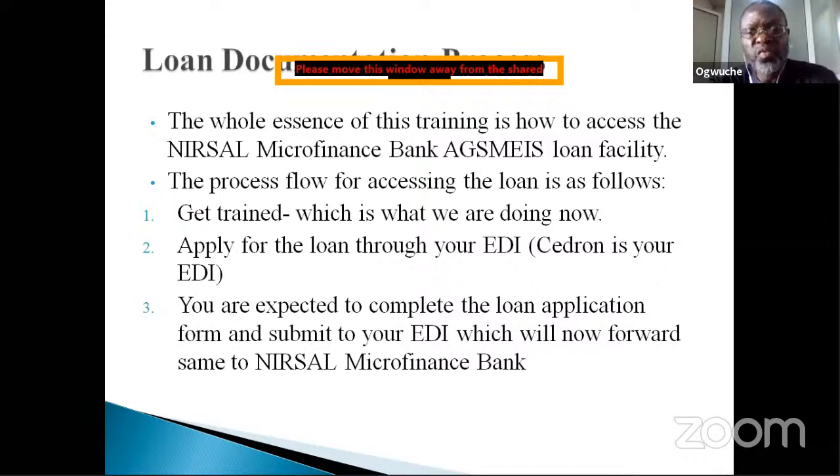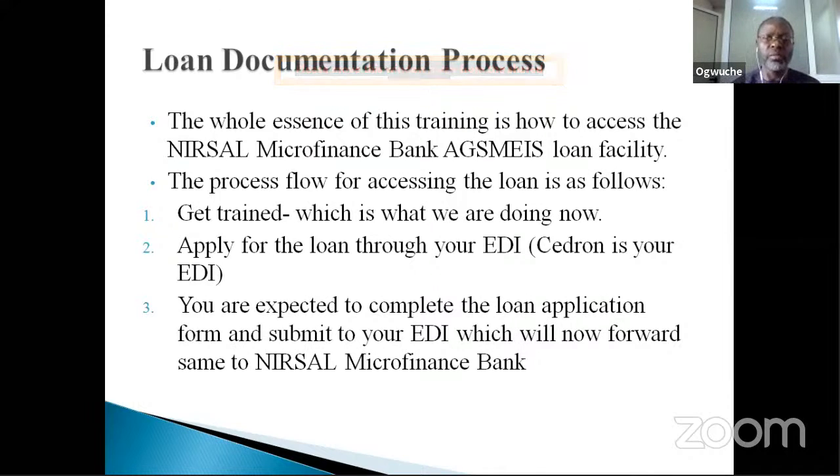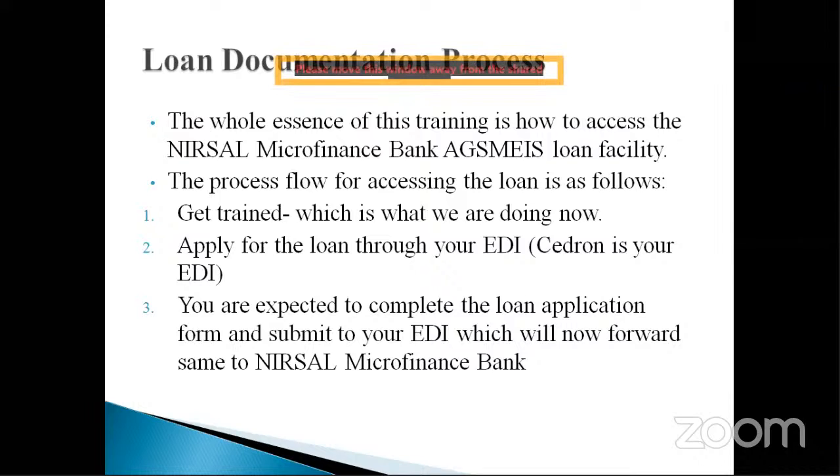So there's a process flow for assessing the loan. There's a sequence of events required before you assess this loan. And the first is to get trained, which is what we are doing now. You have to get trained before you are able to assess the loan. Secondly, apply for the loan through your EDI.